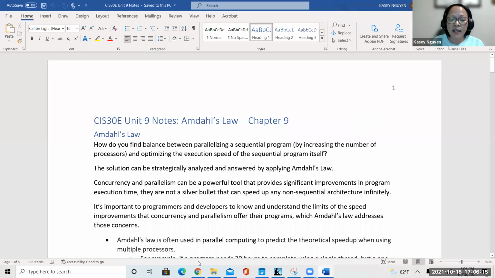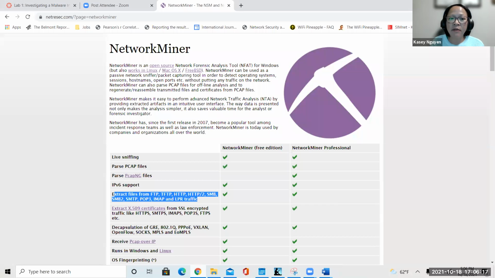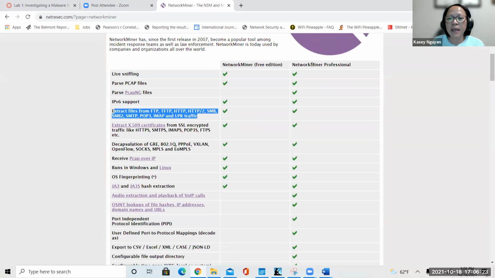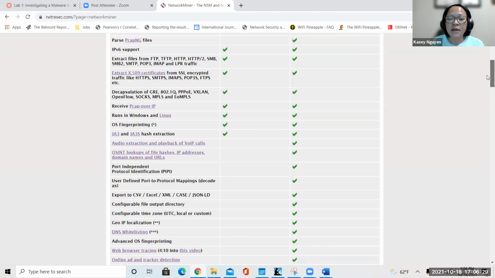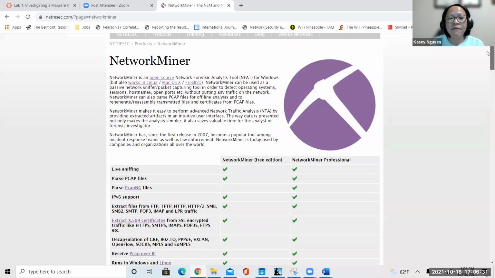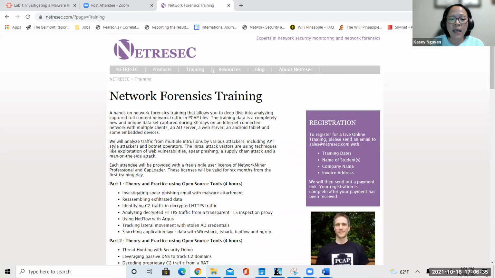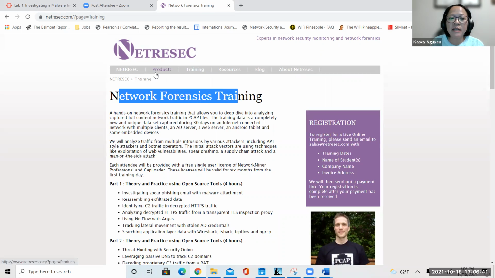If you didn't catch that, it's called NetworkMiner, and it's a free download. They do have a paid version, but you don't need the professional version because the free version is adequate. They have a tutorial and videos on how to use it. It does similar things to Wireshark, but it is designed for forensics.